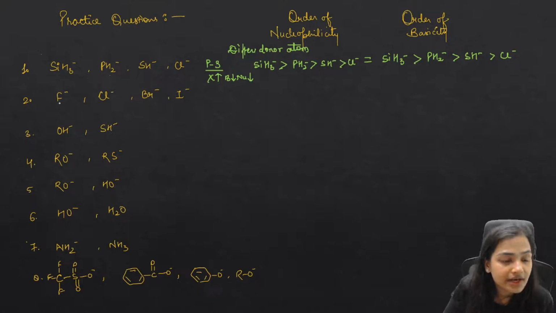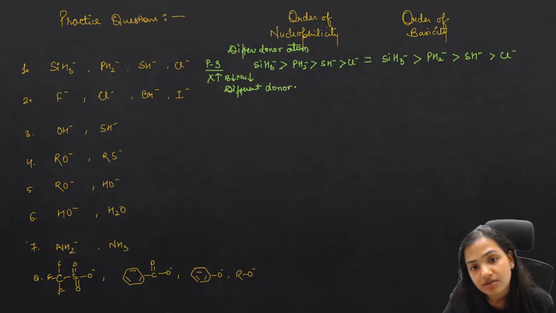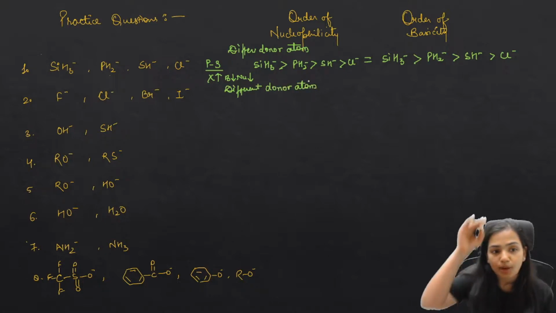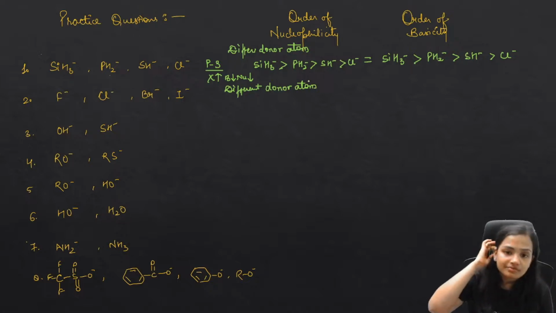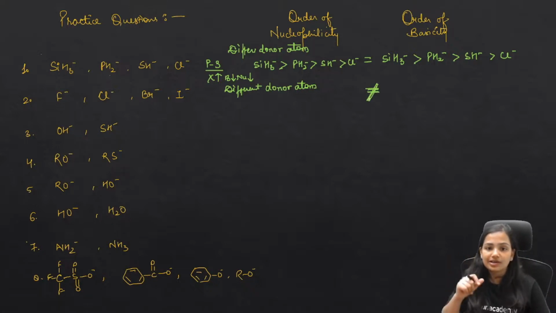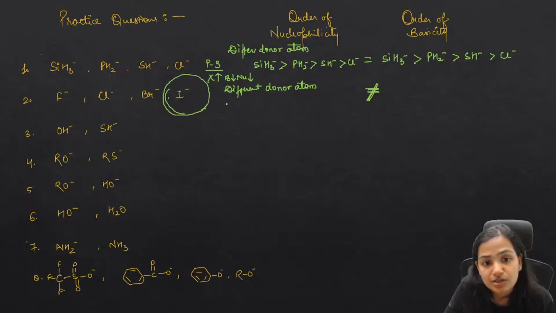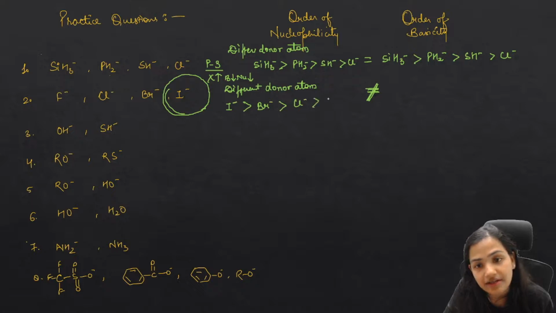Now here we have F, Cl, Br, I as donor atoms, different donor atoms, but they are along the group, top to bottom. So what happens top to bottom? The basicity and nucleophilicity are not the same. What will be the order of nucleophilicity? For nucleophilicity, it has to be a big size atom, a good nucleophile. So I negative is going to be a good nucleophile, then Br negative, then Cl negative, and then F negative.